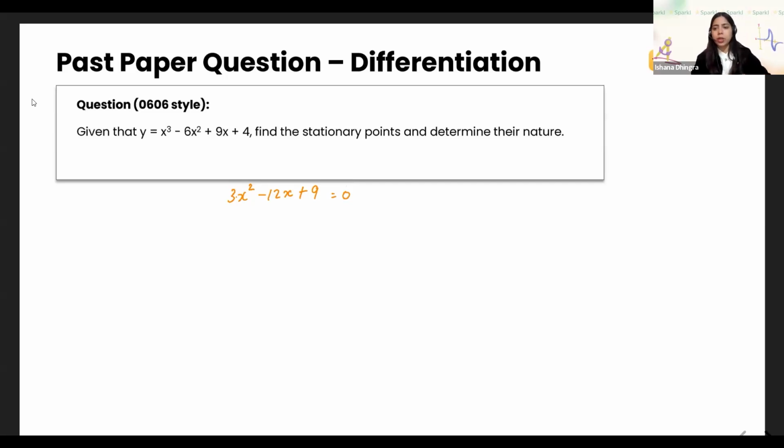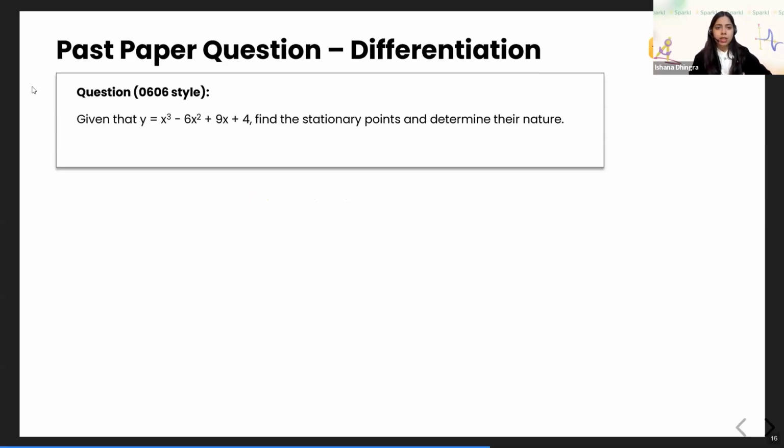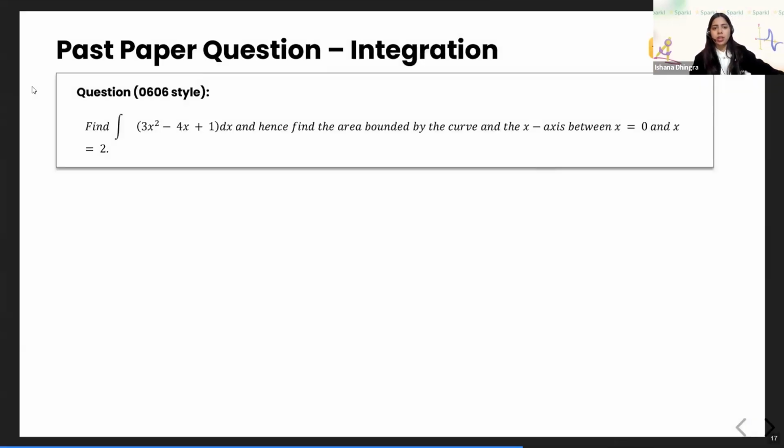Okay, so we are going in the right direction. Let's see one last question. Find integration of this function and hence find the area bounded by the curve and the x-axis between x equals 0 and x equals 2. Any student who has not answered till now and is from additional math, can you try this?